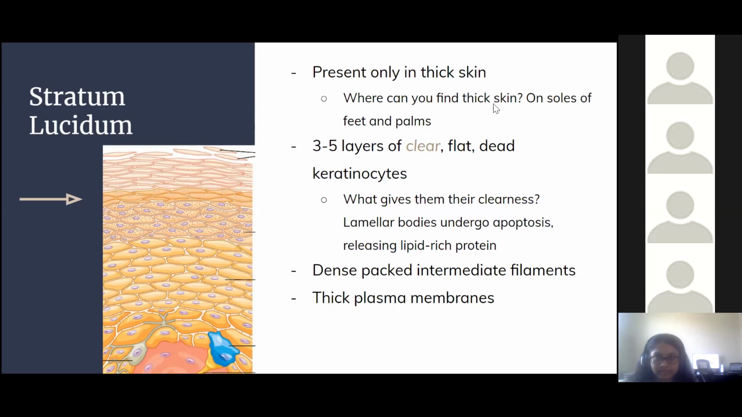Wait, could you explain this one more time? Because my computer froze. Sure. So in this layer, you'll find this protein called eleidin, and it's this lipid oily substance, and it's basically created from the things that were in the previous layer. So keratohyalin granules and lamellar bodies.